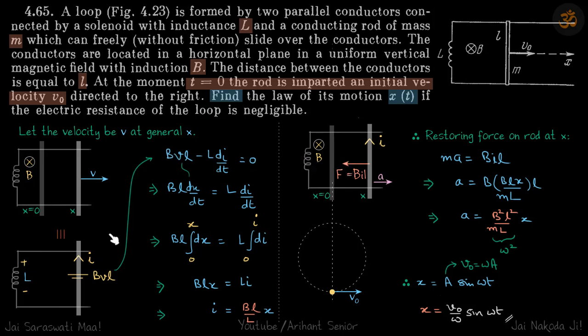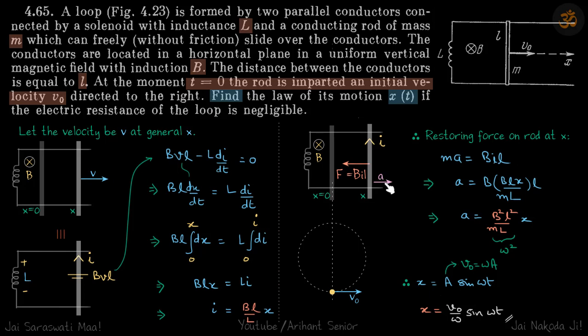So let's start. So in this loop, BVL minus L di by dt is equal to 0 and V is dx by dt. So this gives a relation between x and I. So we do that and we get I is equal to BL by L into x. Now this is the I, so force on this rod will be BIL towards left. And we have considered right side as positive.